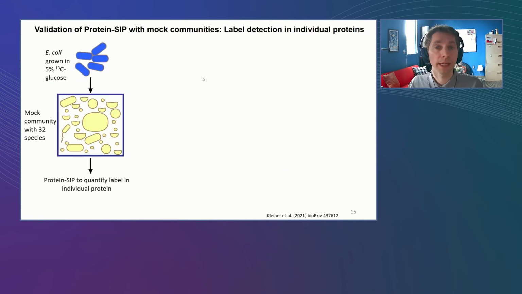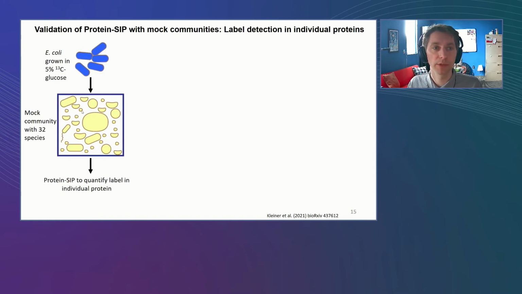Okay, so the next type of experiments that we did is we actually wanted to increase complexity and see if this particular approach also works in much more complex microbial communities. So what we did is we generated mock microbial communities in which we added 32 different species that were all not labeled. And to this mock community, we then added Escherichia coli that was grown in 5% carbon-13 glucose.